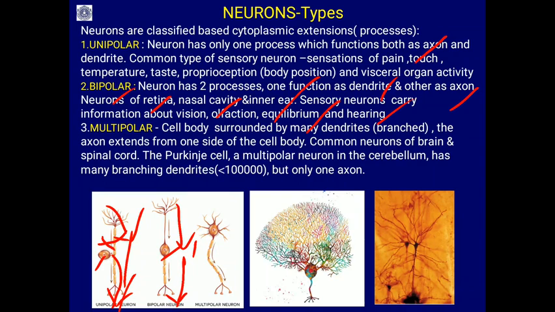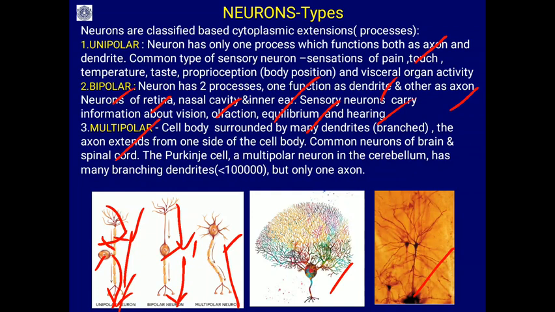Then the majority of neurons are multipolar neurons. These multipolar neurons have many processes, many dendrites, and then the elongated process is called the axon. So these are the common neurons of the brain and spinal cord. Then you can see a multipolar neuron, a Purkinje cell, which you will find in the cerebellum. Can you see the dendritic processes, it has more than 1 lakh dendritic processes. So these are actual photographs, you will find how a multipolar neuron looks.